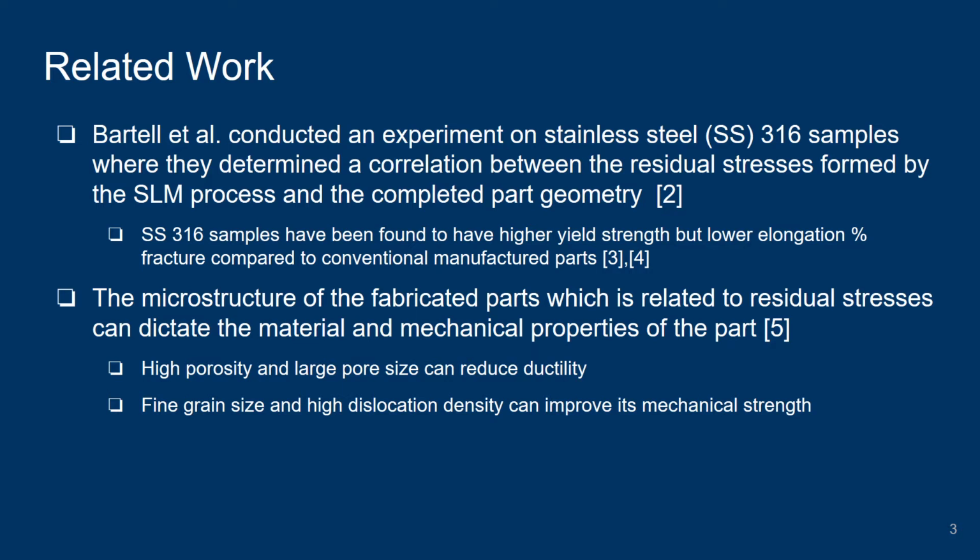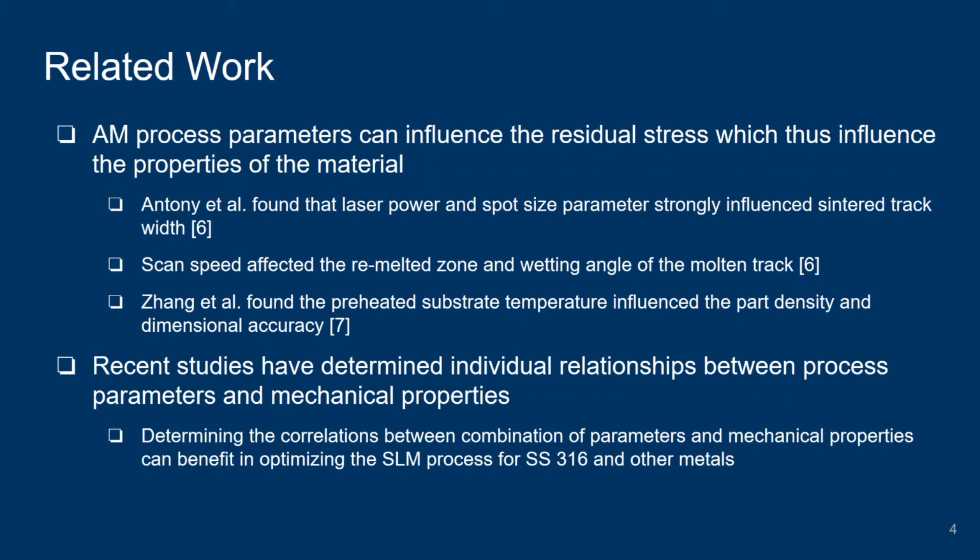Another study found high porosity and large pore size can reduce ductility, whereas fine grain size and high dislocation density improve its mechanical strength. The residual stresses formed by the thermal process of SLM can be controlled by the process parameters. One study found that laser power and spot size influenced the center track width of the melt pool, whereas the scan speed affected the remelt zone and wetting angle of the molten track. Another study found the substrate temperature influenced the part density and dimensional accuracy.